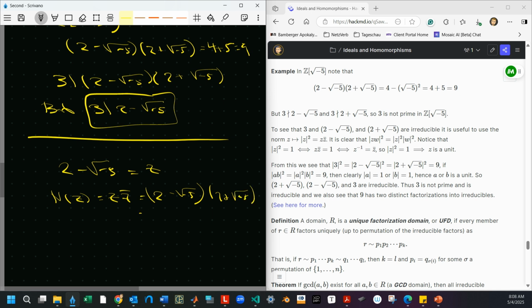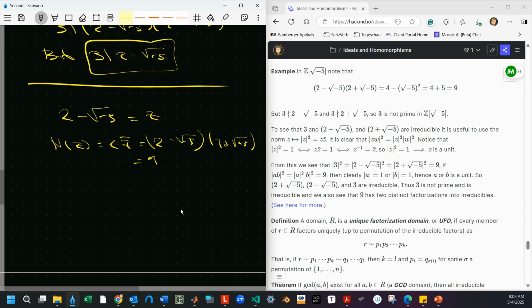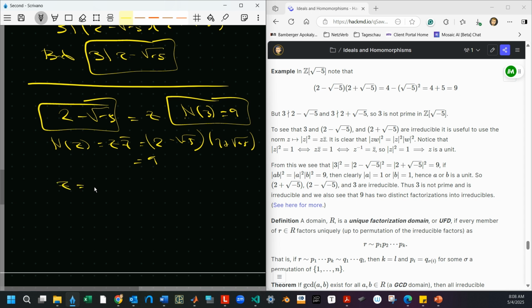That's z bar, right? And we just saw a minute ago that's 9. So that's clear. It's also true, by the same kind of argument, that N of 3 is 9. So both of these are 9. So N of z is 9. Okay. So now suppose z equals a product.